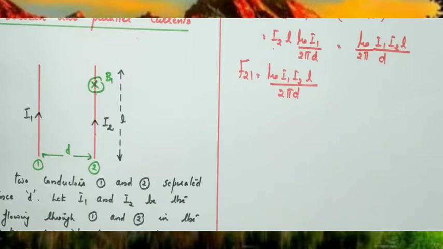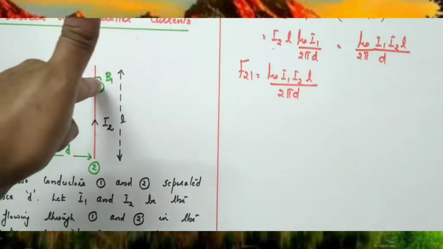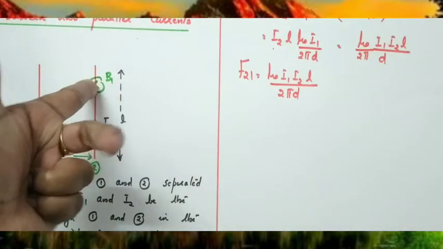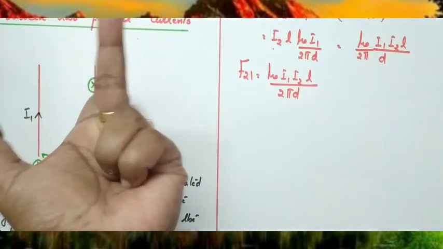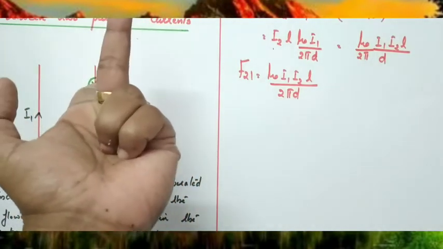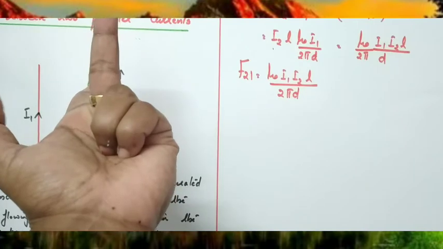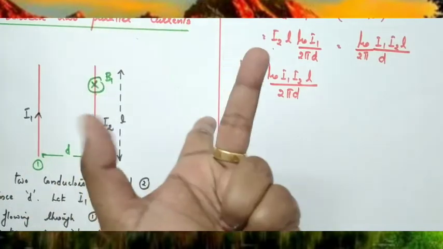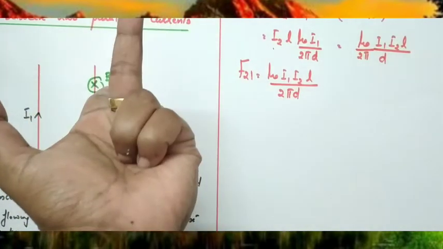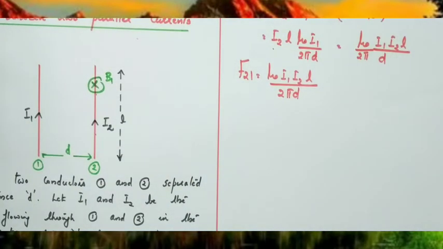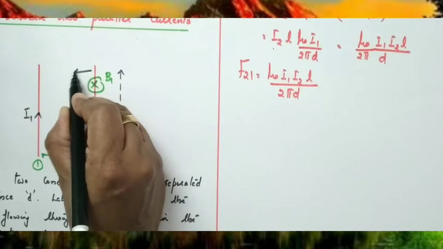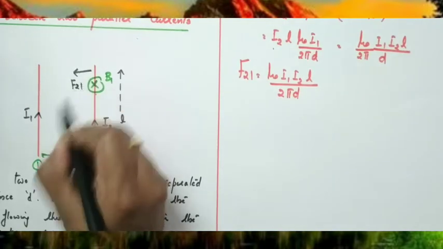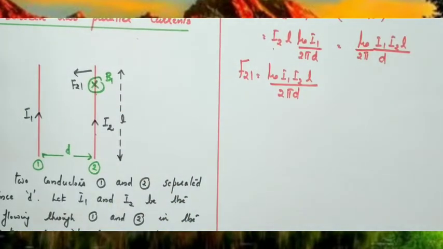And the direction of force is given by Fleming's left hand rule. That is, the magnetic field is into the plane of the paper. Current is in which direction? Upward direction. So the direction of force is towards left. Here the magnetic field is into the plane, current is in the upward direction, so the direction of force is given by the thumb, isn't it? So the direction of force is towards left. This force F21 is towards left. Clear?